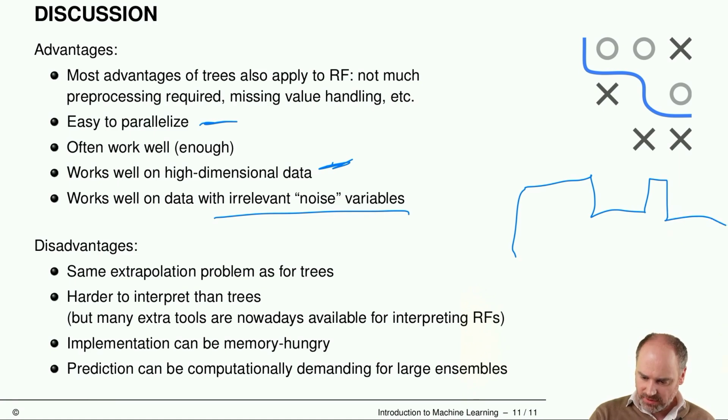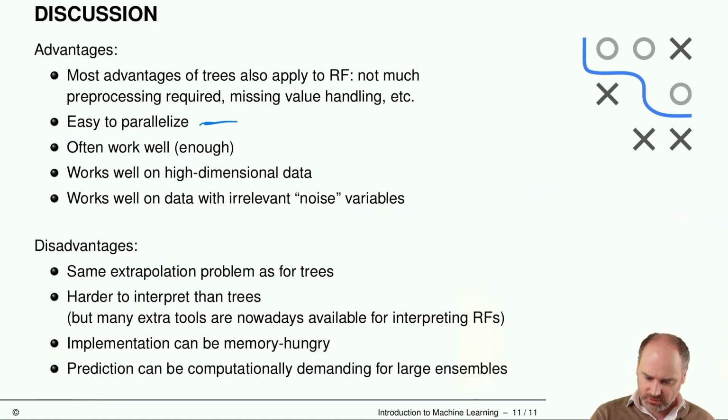They are obviously harder to interpret than trees. Many extra tools are nowadays available for interpreting random forests. There are things like feature importance techniques. Many of these model-agnostic techniques that we nowadays like to look at in interpretable machine learning and in XAI, quite a few of them have actually been developed specifically in the context of the random forest.